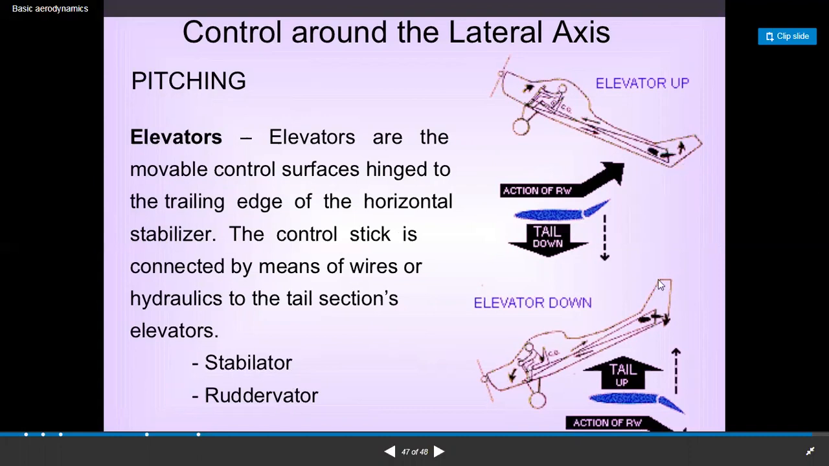Elevator down, tail up. Elevator up, tail down. It is a vice versa action, so we have to remember this. According to this, this is elevator up, so it will be the tail down portion. If the pilot gives the action of elevator down, then the tail will go up and it will be a pitch down condition. Elevator up, pitch up condition. So we have to know about it.